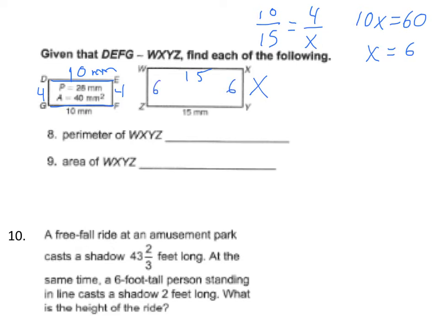Now we can find the perimeter. 15 plus 15 is 30, plus 6 plus 6, we get 42 millimeters. Now we can find the area just by multiplying 6 times 15, which we get 90. And since we're talking about area, square millimeters.